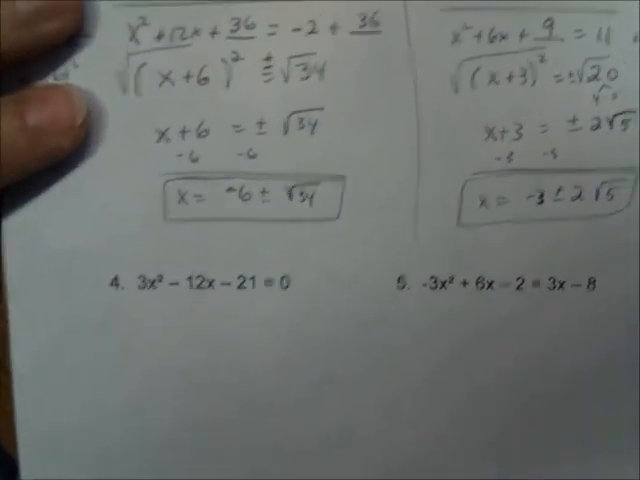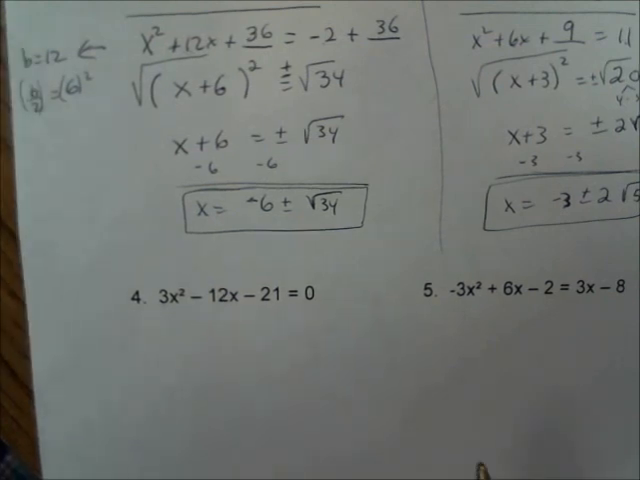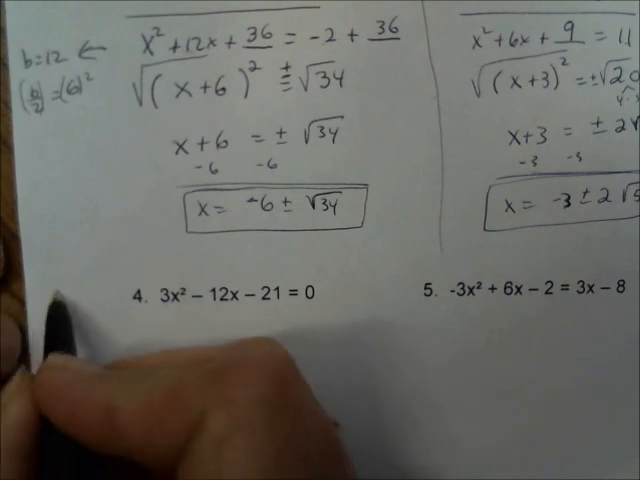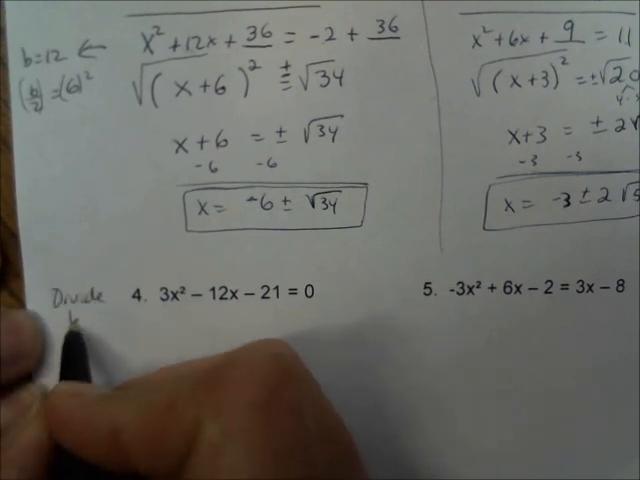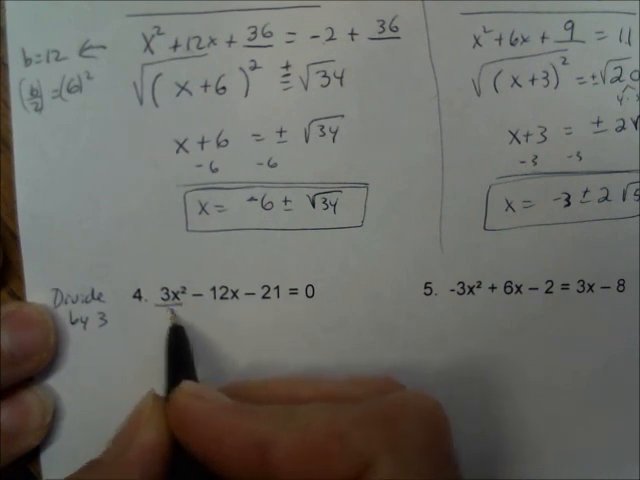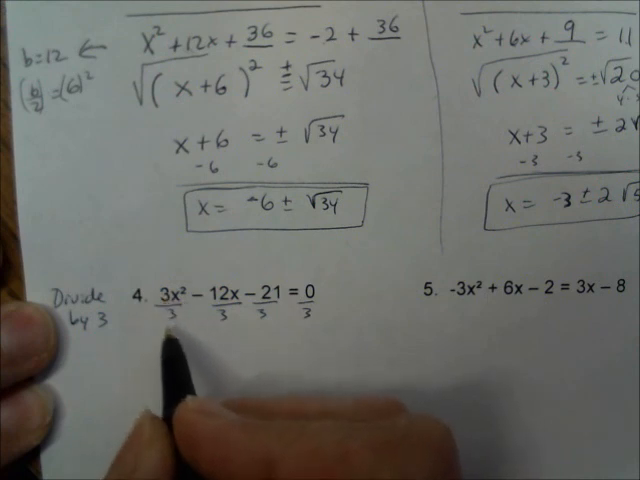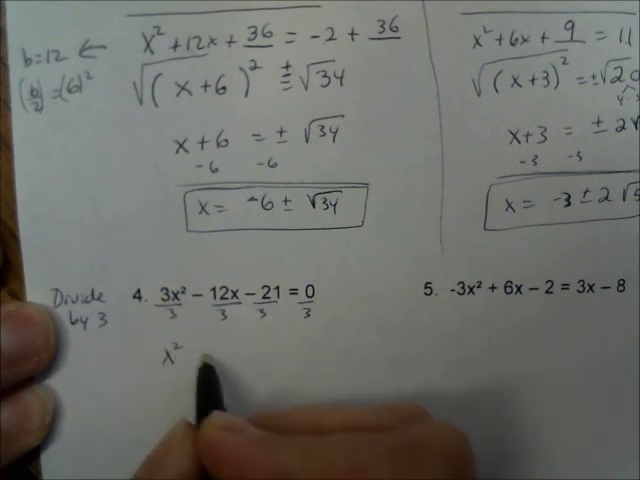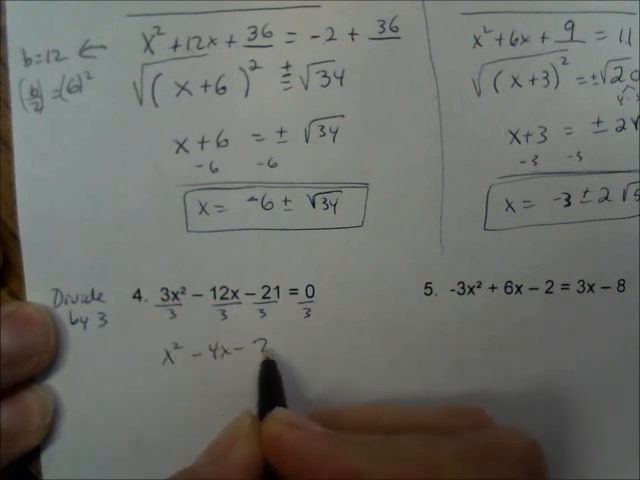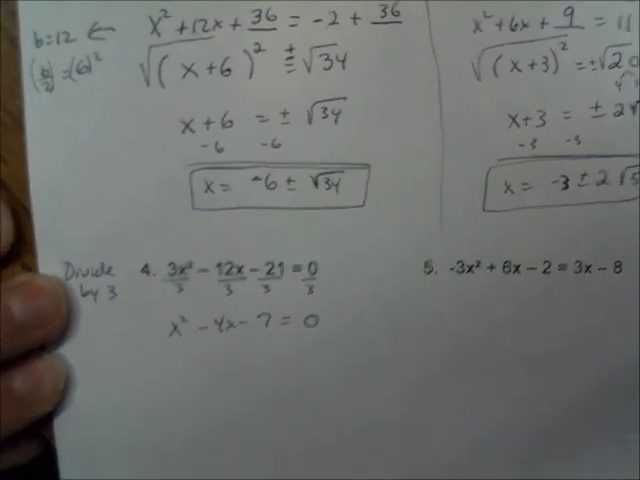When you have a coefficient in front of the x squared term, what you're going to do is divide the whole thing out by whatever this coefficient is. So divide by 3, everything, whatever this number is. Divide this by 3, and 0 divided by 3 is still 0. So this leaves you with x squared minus 4x minus 7 is equal to 0. Remember, 0 over 3 is still 0.